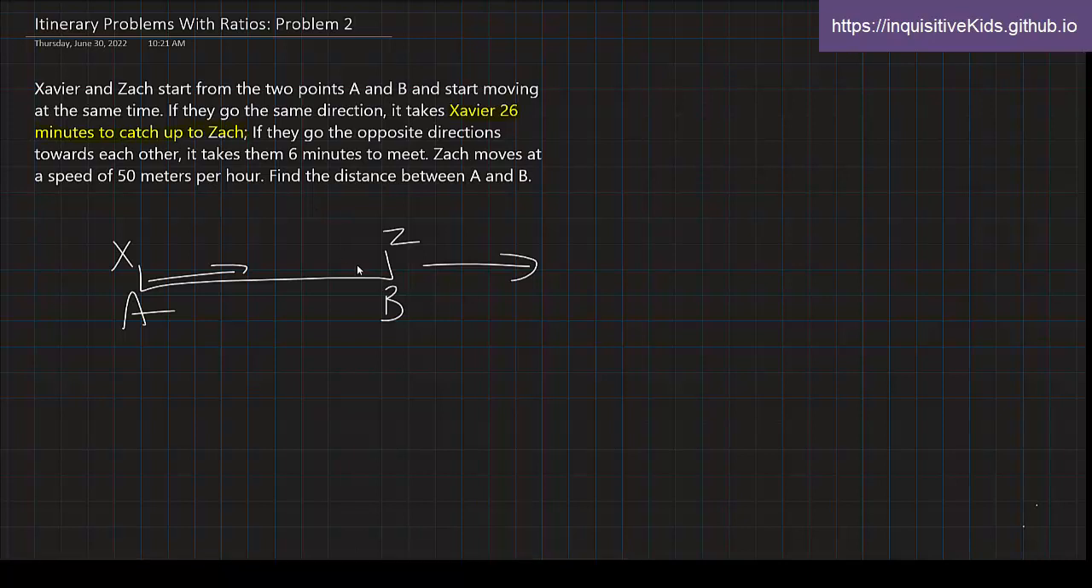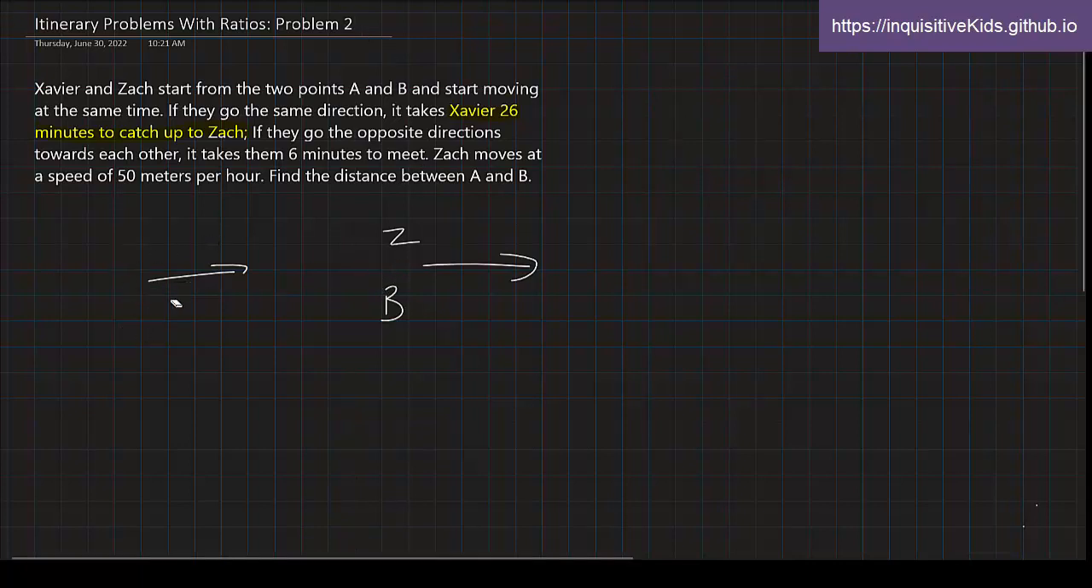In this case, this is a catch-up problem, right? Because Z has a head start on X, and X is trying to chase after Z. So we also know that Xavier is faster than Zach, so that's one thing.